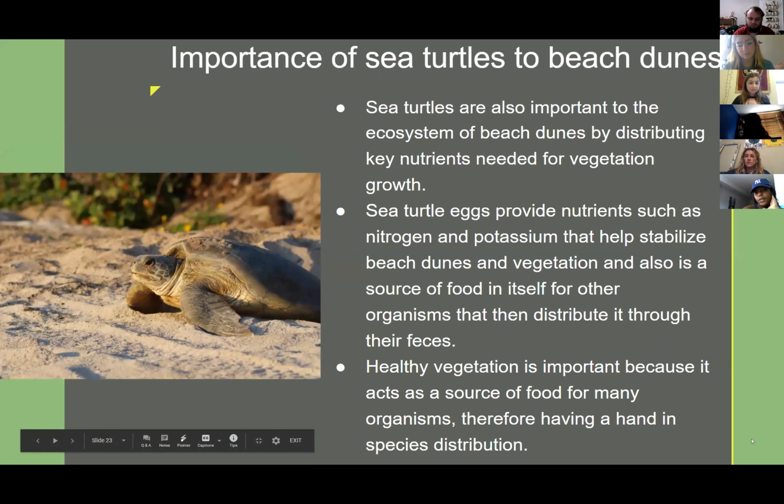In this slide, I talk about the importance of sea turtles and beach dunes. So when they hatch, their eggs provide nutrients such as nitrogen and potassium that help stabilize beach dunes and vegetation. And the health of the vegetation is important because it acts as a source of food for many organisms. Next slide.